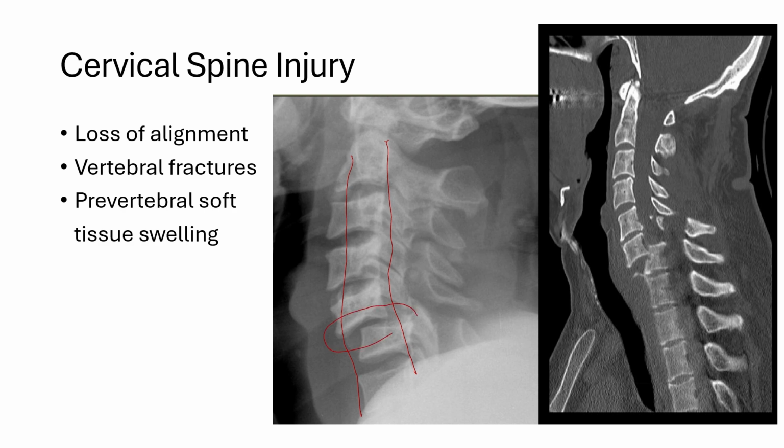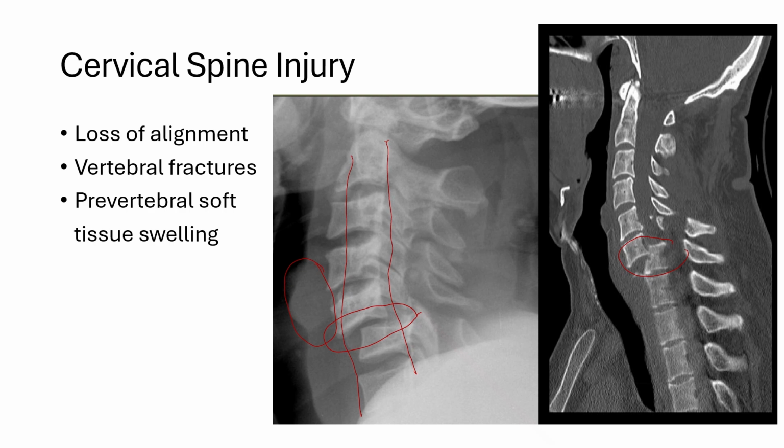This is the CT image. We can see that there is a loss of alignment. Another is the vertebral body fracture. We can see here there is vertebral body fracture in CT. Prevertebral soft tissue swelling, so this is the prevertebral soft tissue swelling. This indicates that there is fracture. So we can see here there is loss of alignment, fracture of vertebra, and prevertebral soft tissue swelling. So this indicates cervical spine injury. This is very crucial in diagnosis in emergency.